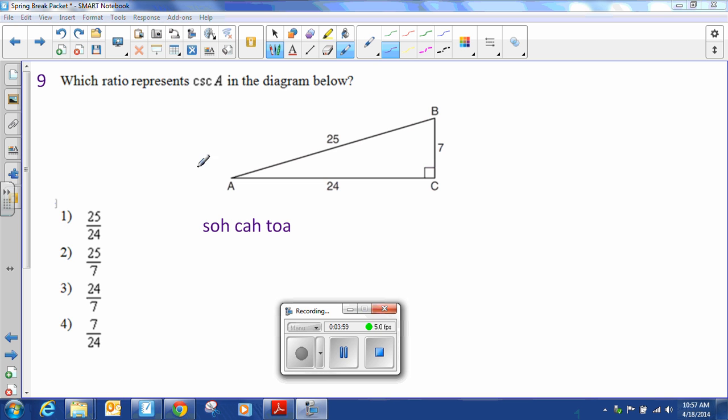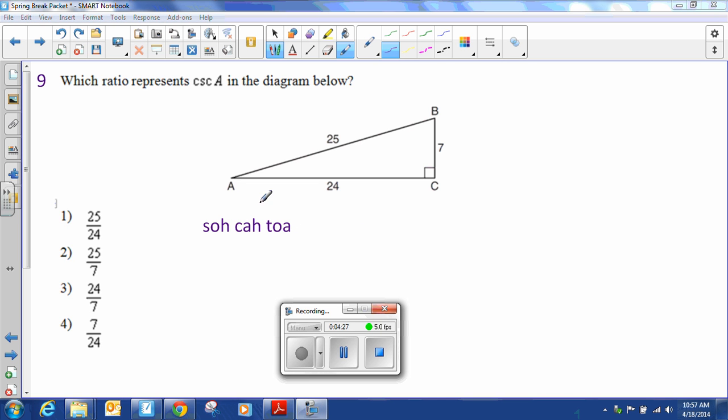Number 9, which ratio represents cosecant of A in the diagram below? You must recognize all your trig functions. A trig function of an angle is the ratio of its sides, and you should have had this memorized. SOHCAHTOA, any which way you want to memorize this. Sine equals opposite over hypotenuse, cosine equals adjacent over hypotenuse, tangent equals opposite over adjacent.